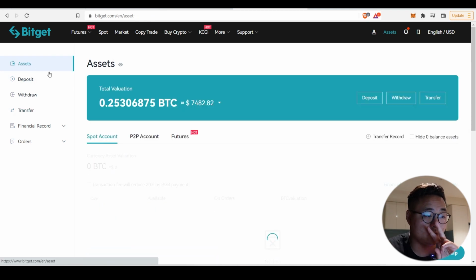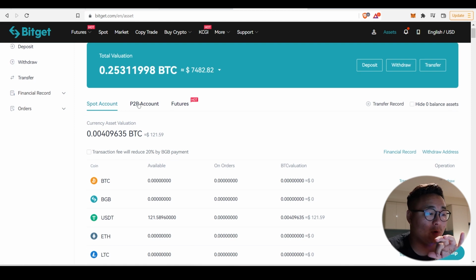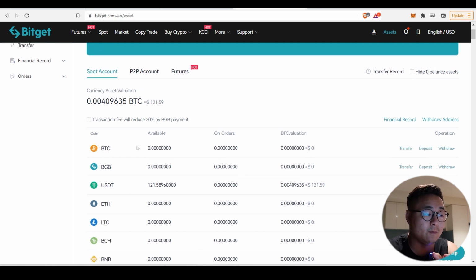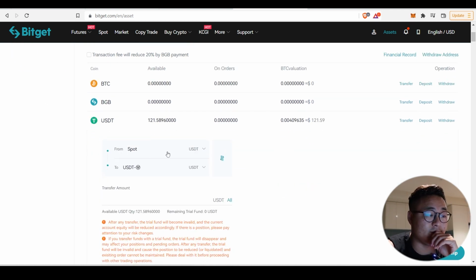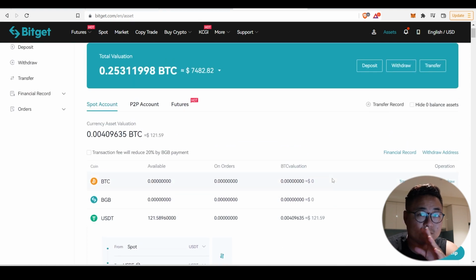Your assets divide into three accounts: spot, P2P, and futures. So you don't have to worry about P2P. Once you have your USDT and things like that, you will initially have it in spot. Make sure you transfer the USDT that you have from the spot account by pressing transfer, and then from spot to USDT-M, and that will basically get the funds into your futures.